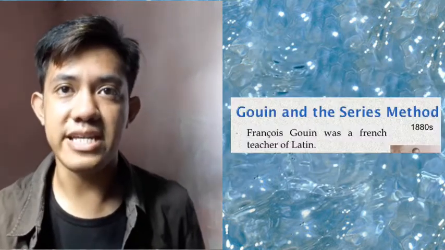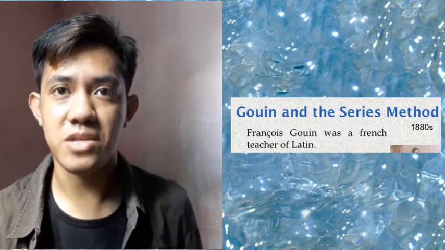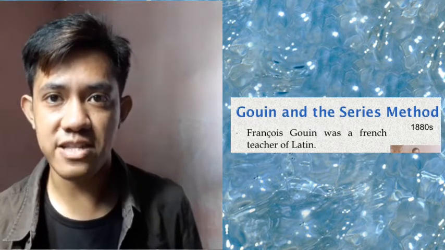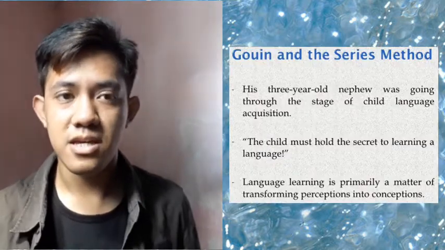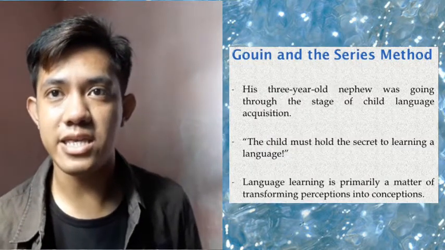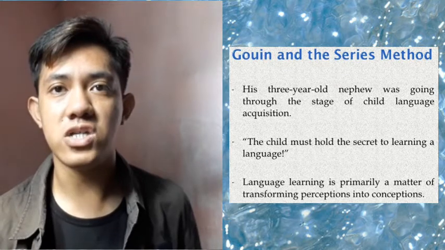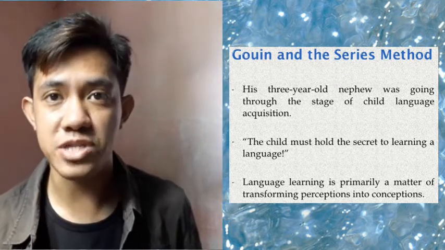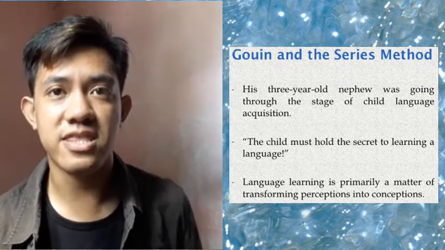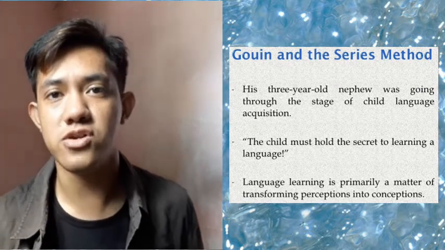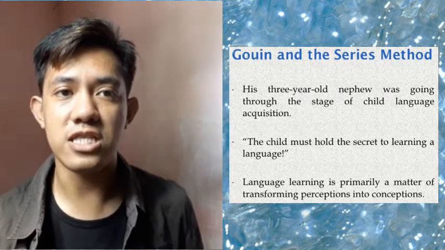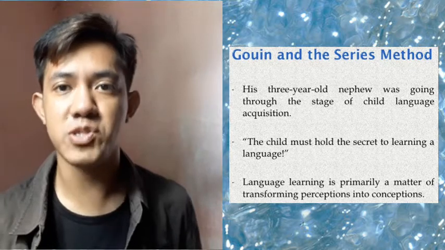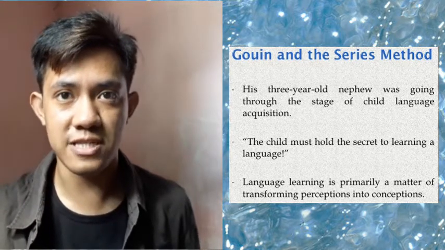The next method is Gouin and the series method. François Gouin was a French teacher of Latin. Why did he make the series method? Because he saw his 3-year-old nephew going through the stage of child language acquisition. So he thought that the child must hold a secret to learning a language. Based on his opinion, language learning is primarily a matter of transforming perceptions into conceptions.